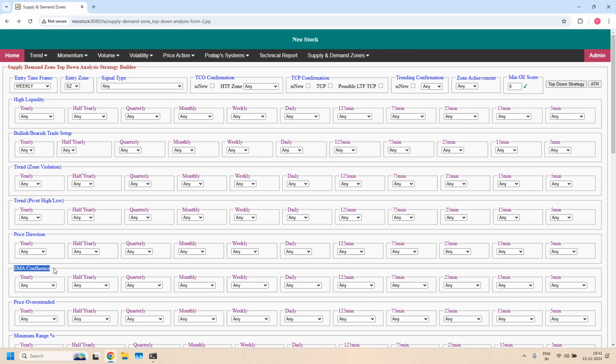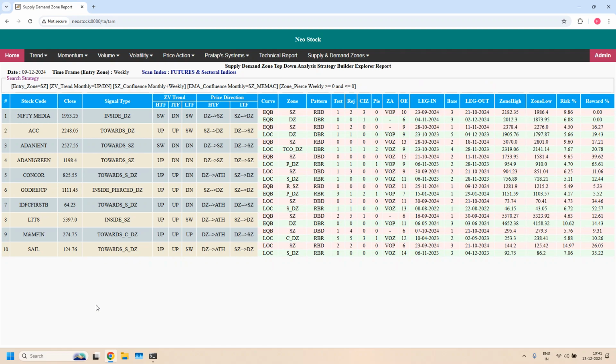In the EMA Confluence monthly time frame, monthly supply zone having monthly EMA Confluence, and the trend on monthly should not be sideways. So I'm selecting up or down. Let's filter. We got 10 stocks. These 10 weekly zones are part of the monthly zone. That monthly zone is having monthly EMA Confluence. Monthly is ITF.